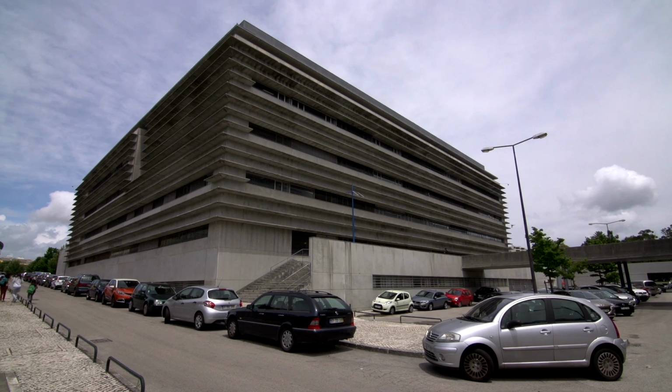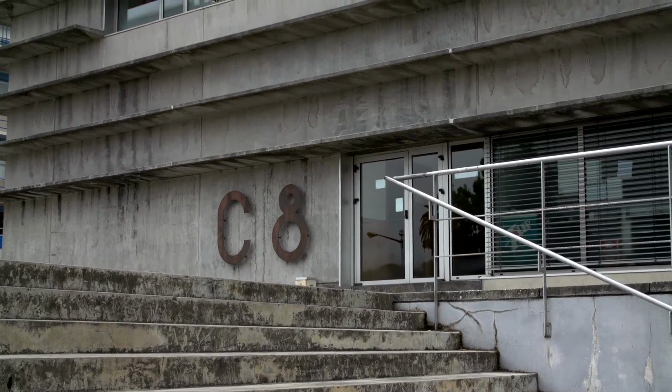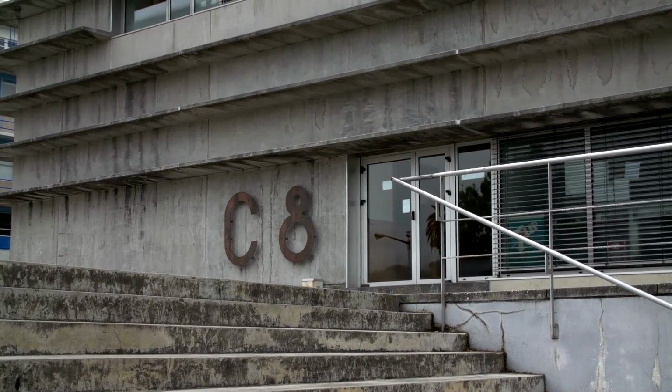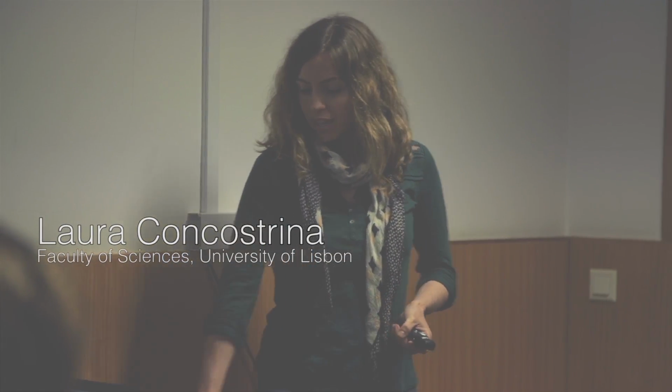I'm going to talk about also measuring functional diversity, but in another ecosystem component in drylands that is also very important but has received much less attention, at least traditionally, I mean maybe 2 decades ago, that is biological soil crust.